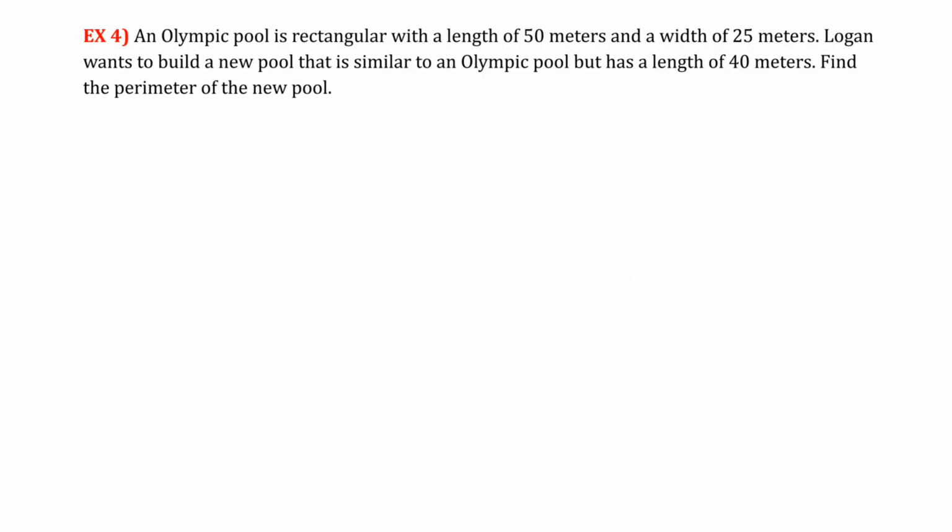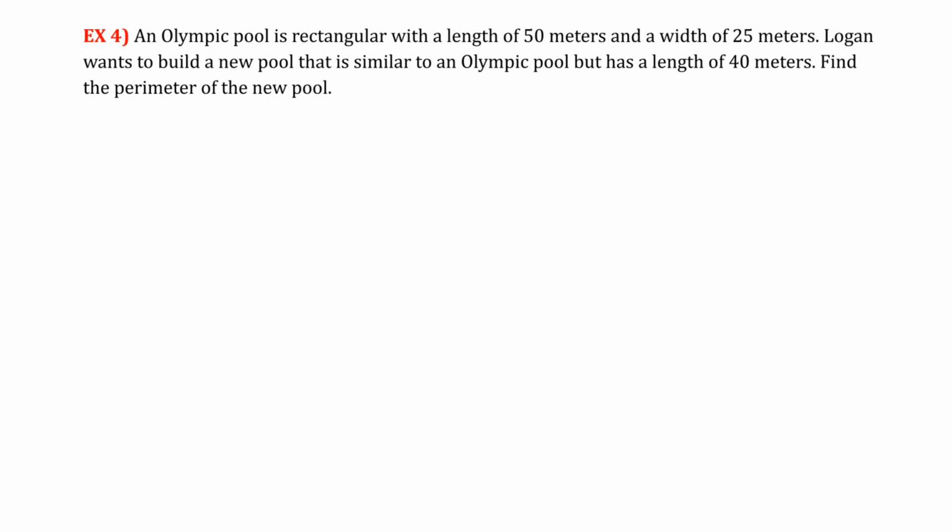All right, so in example 4, they tell us that an Olympic pool is rectangular with a length of 50 meters and a width of 25 meters. Logan wants to build a new pool that is similar to an Olympic pool but has a length of 40 meters. Find the perimeter of the new pool. Now, before we begin, we should probably quickly sketch a picture so we can visualize what it is that we're working with.